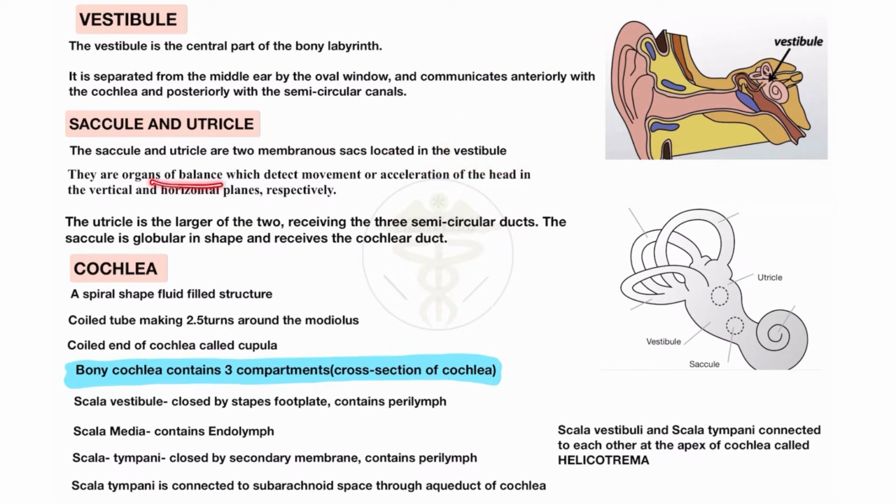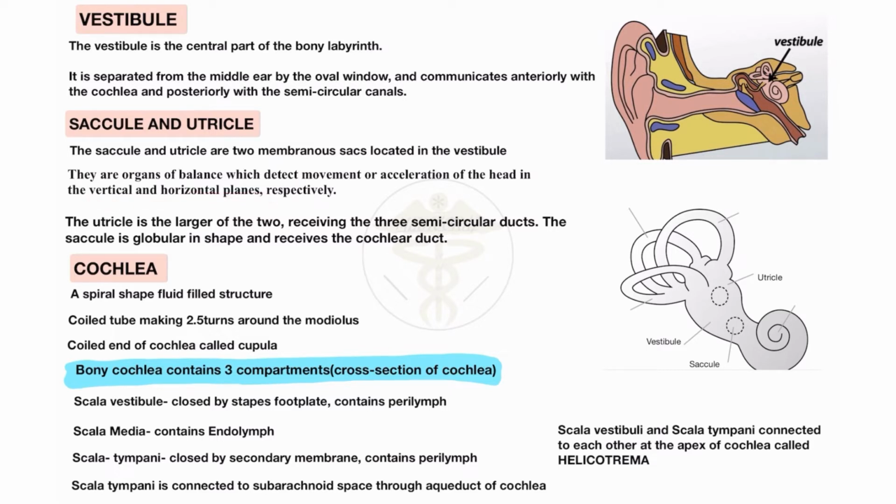They are the organ of balance. I already said about the vestibule, saccule and utricle, and semicircular canal. Together they help in the balancing of our body. They are the organ of balance which detects the movement or acceleration of the head in the vertical and horizontal plane. Please learn this. It is the function of the saccule and utricle, also the vestibule and semicircular canal.